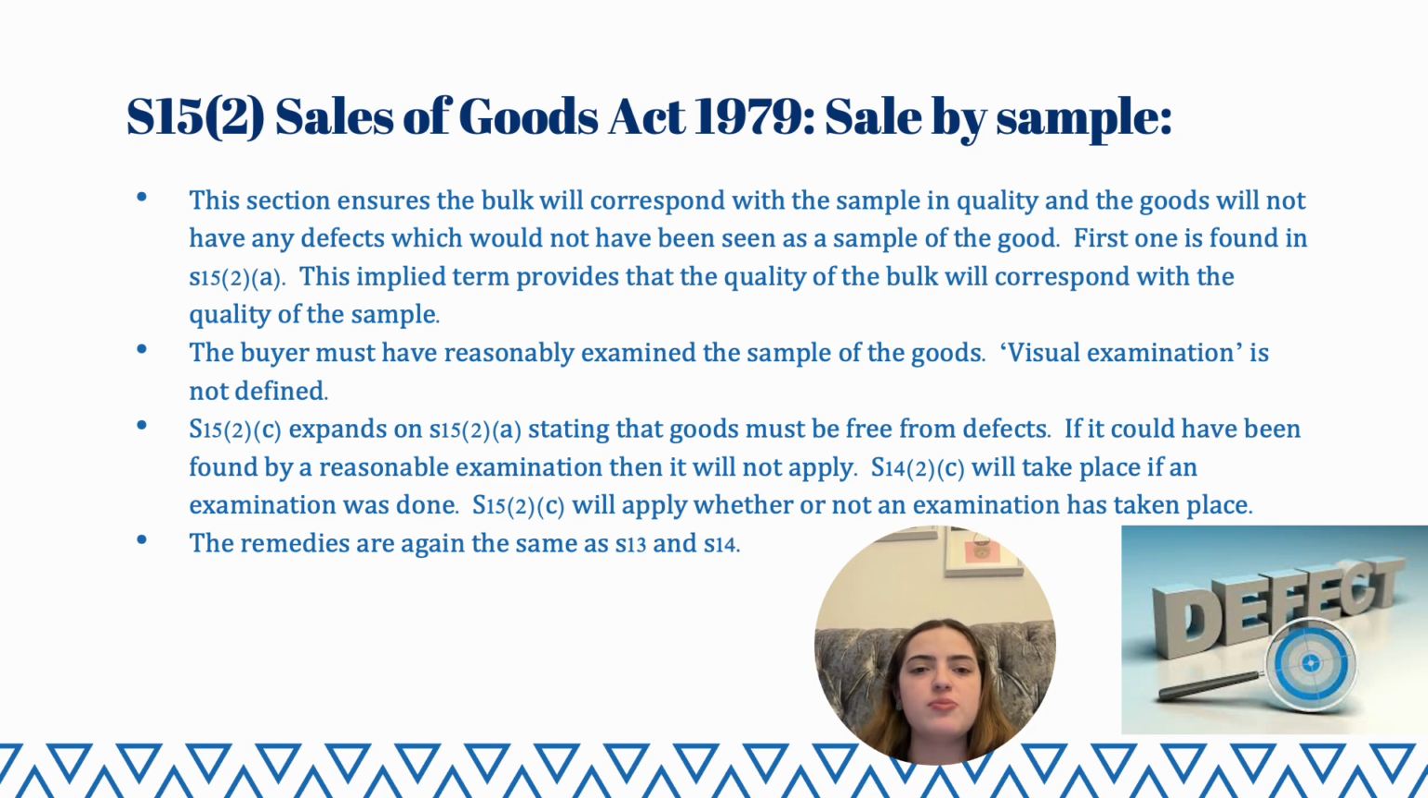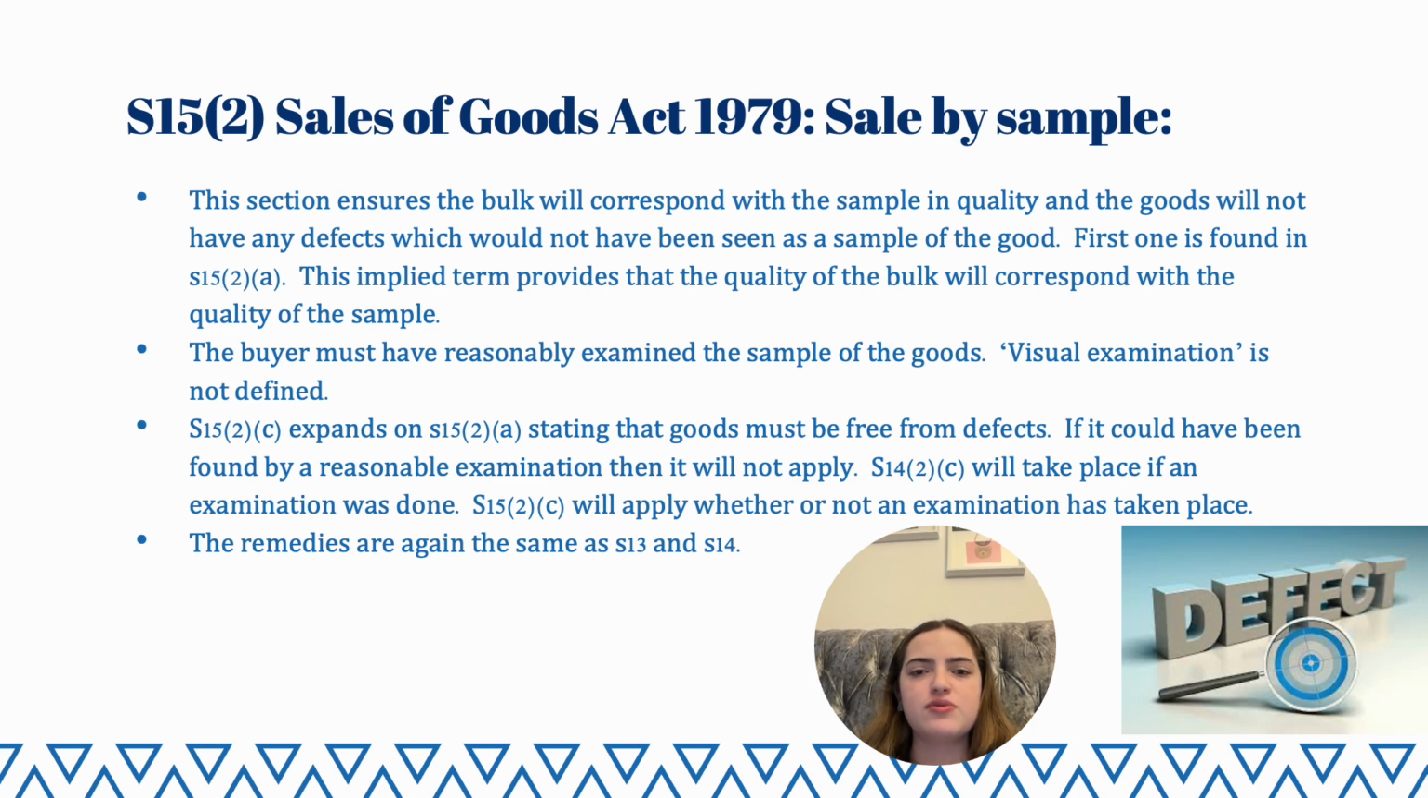Section 15.2c expands on Section 15.2a, saying that the goods must be free from defects. If the defect could have been found by reasonable examination, then it will not apply. Section 14.2c will apply if examination was done, and Section 15.2c will apply whether or not examination was done. Presenting a good on a shelf is not good enough to show a sale by sample. Visual examination can be merely looking at or inspecting the good, or a more detailed examination, which may reveal material differences in products. Contracts have an express term stating that the sale is one by sample.